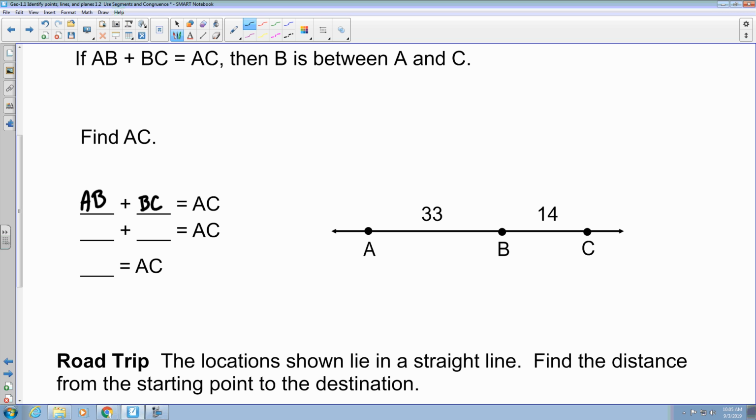Well, they have numbers attached to it. AB is 33 and BC is 14. Add those together, we get 47.